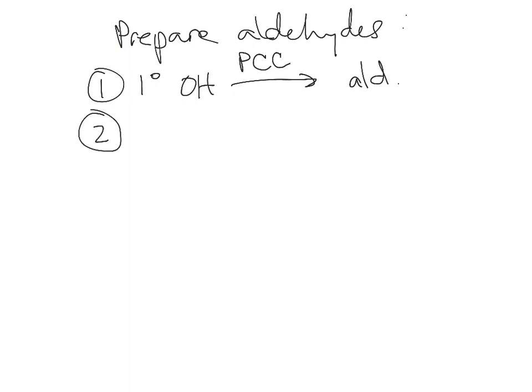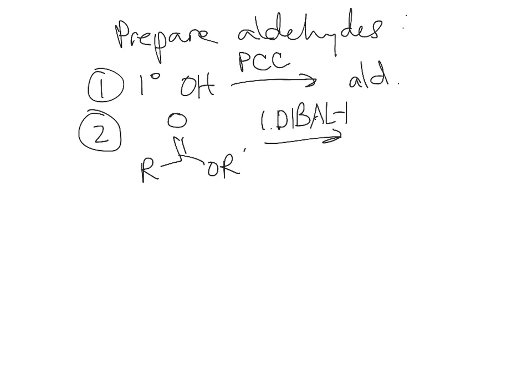Second method is reduction. So that first one was oxidation. This is a reduction. If you have an ester, you can reduce that with DIBAL, diisobutyl aluminum hydride, and then water to give you an aldehyde. So that's our mild reducing agent. That's how we'll end up with just an aldehyde.